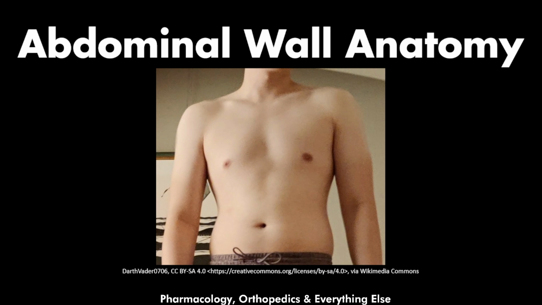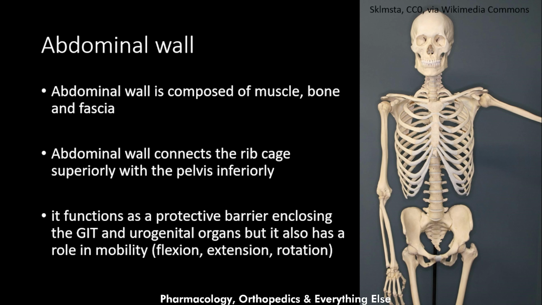So here is an explanation for the abdominal wall anatomy. The abdominal wall is composed of muscle, bone, and fascia, and it connects the rib cage superiorly with the pelvis inferiorly. And it functions as a protective barrier enclosing the gastrointestinal tract and the urogenital organs.